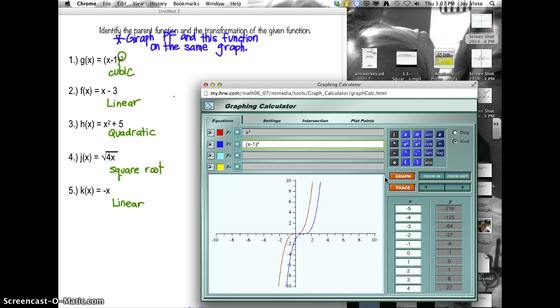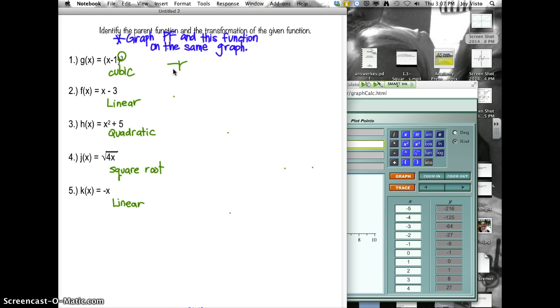Now you have to answer what transformation has occurred. Okay, in this case, the graph has translated. It's just been slid. Not stretched, not compressed, not reflected. It's just been slid. So this is a translation.